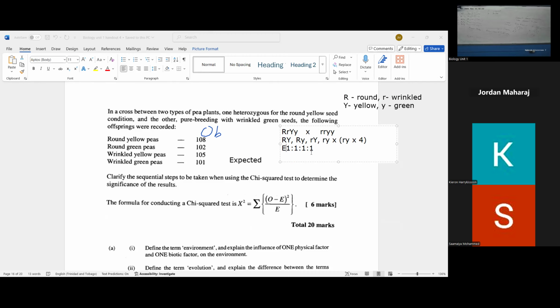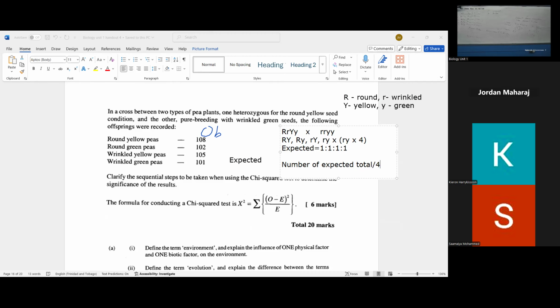Now we also have our total value. We have the ratio for expected, but we need to assign a number to that. How many of each category would we expect? So we split it up in 1 to 1 to 1 to 1. To figure out the number expected, we need to find the total amount of peas and divide it. How much do we divide it by?